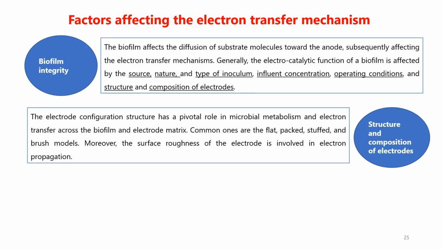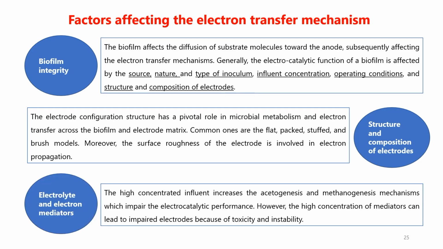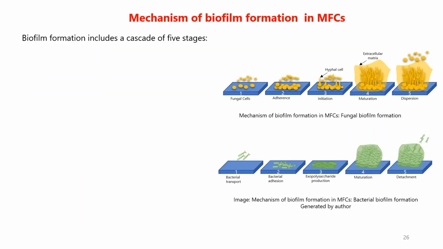Common ones are the flat, packed, stuffed and brush models. However, the surface roughness of the electrode is involved in electron propagation. Then another important factor is the electrolyte and electron mediators. The highly concentrated influent increases the acetogenesis and methanogenesis mechanisms, which impair the electrolytic performance. However, a high concentration of mediators can lead to impaired electrodes because of toxicity and instability.